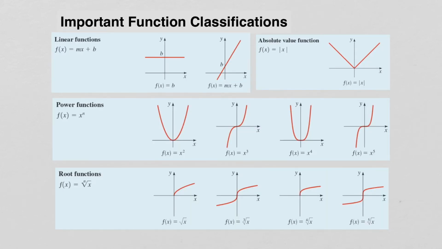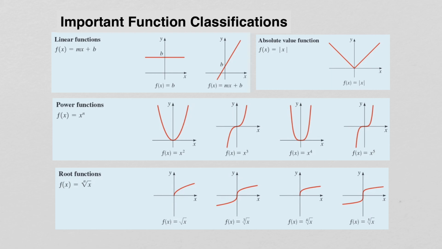So as kind of a summary here, I just want to take a look at some important function classifications. Functions that look like f of x equals mx plus b, these are what we call linear functions. And that's basically when x is raised to the first power there. And the graphs of linear functions are lines, okay?